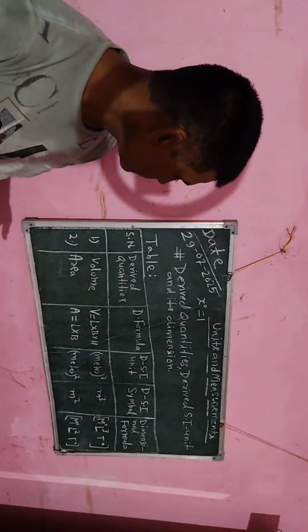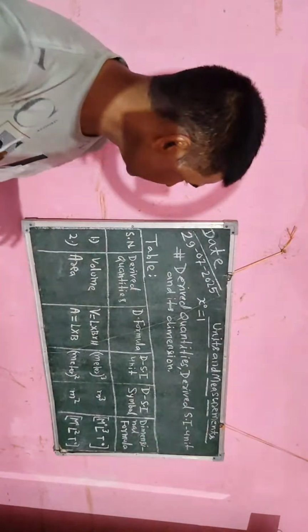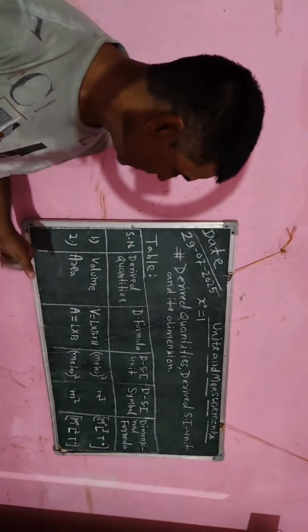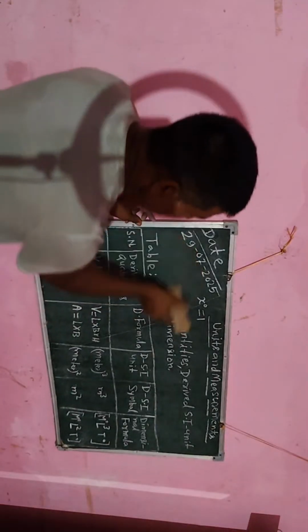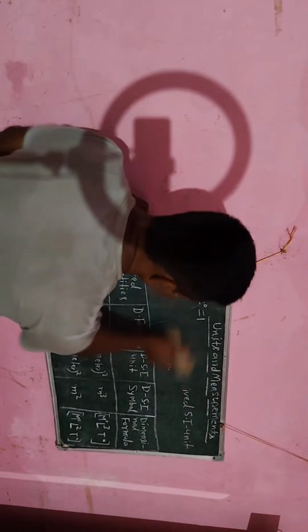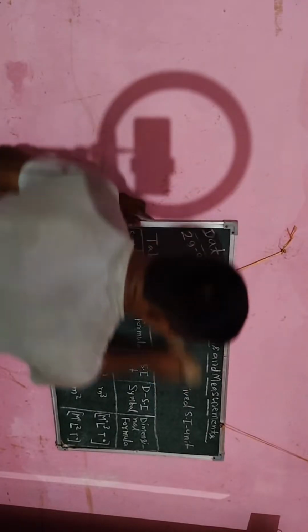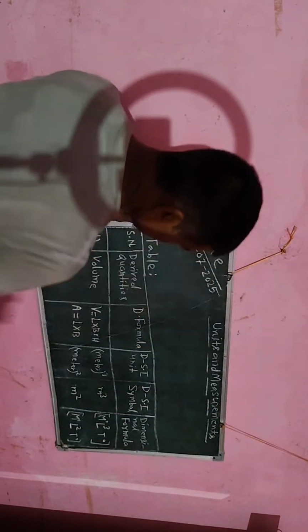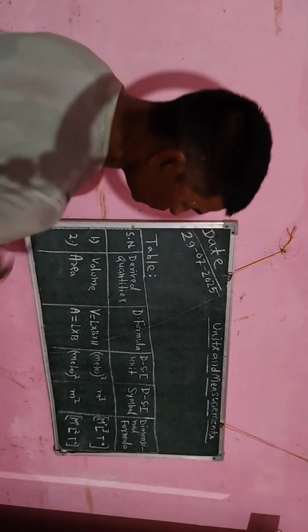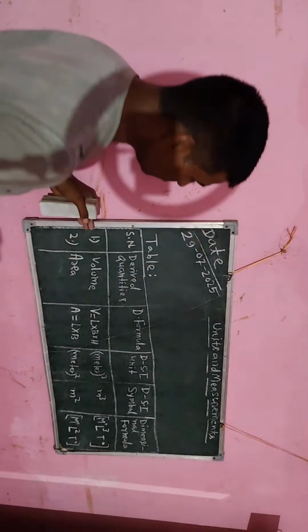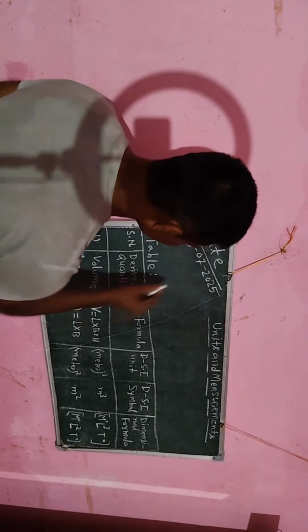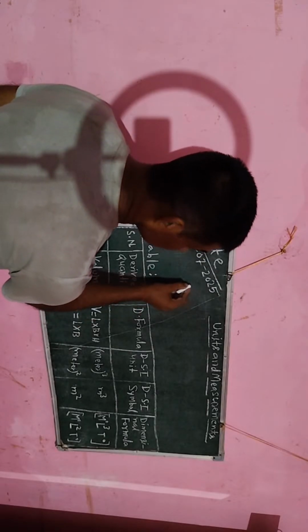Okay, now I am going to take another derived quantity and see how we will evaluate the SI unit, and also the SI symbol, and also we have to find the dimensional formula. Now here I am going to take pressure.